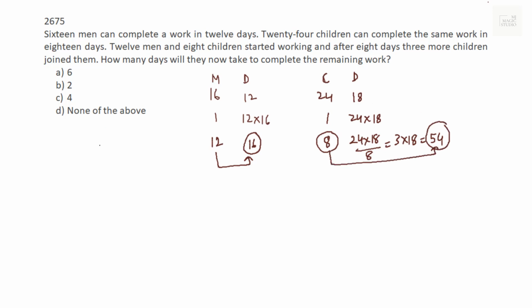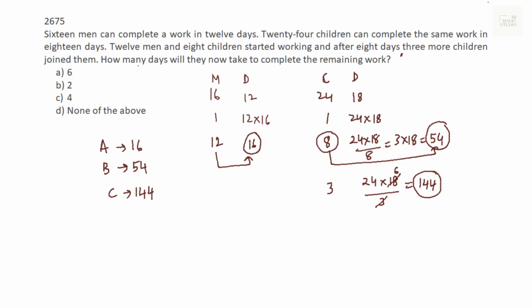So we have first group A with 12 men, which can complete the work in 16 days. The second group is 8 children, which can complete the work in 54 days. They started working and after 8 days 3 more children joined them. That means one more group joined them after 8 days. So 3 more children would be able to do it in 24 into 18 by 3, that would be 144. So group C can complete the work in 144 days.